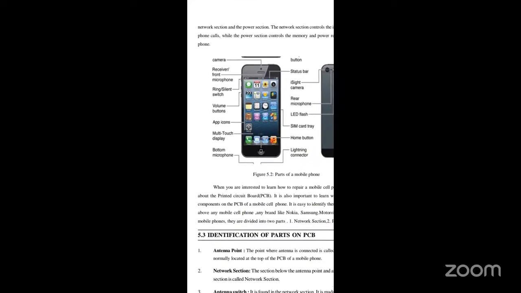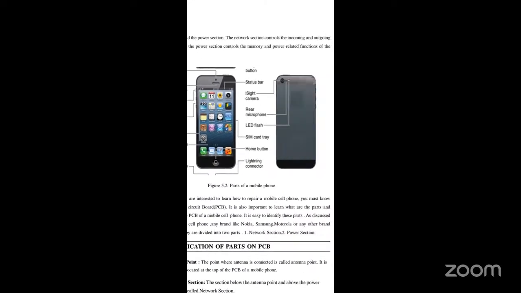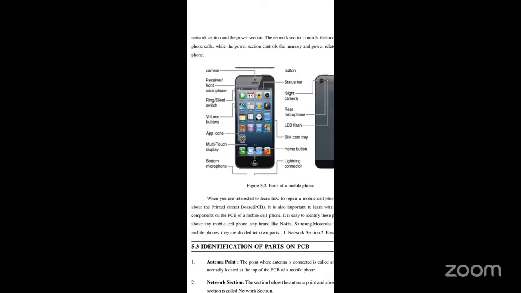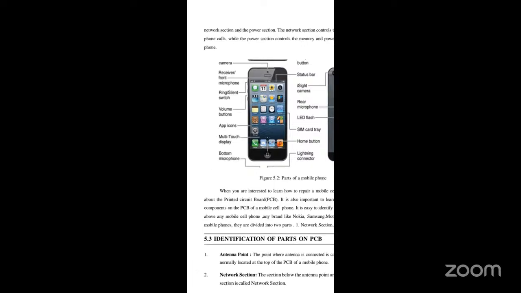Now, network section and the power section. One is the network section, one is the power section. The network section controls the incoming and outgoing phone calls, while the power section controls the memory and power related functions of the phone.